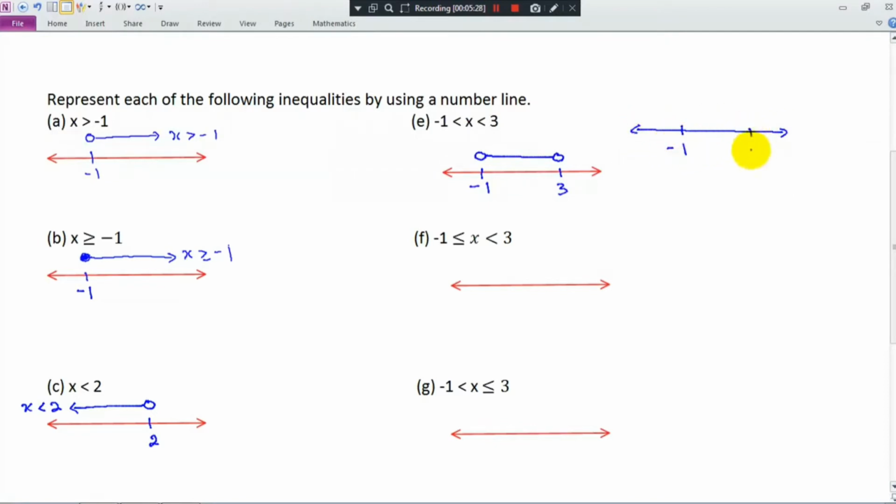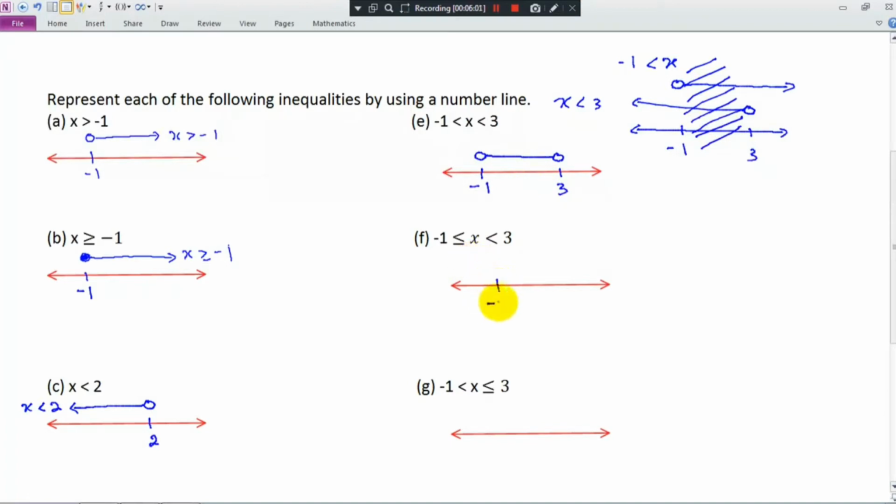-1, 3. Okay, x for this one, x is greater than -1. Do this way, right? So another one, x is less than 3. X is less than 3. When these two combine together, the common region is over here. You get this?